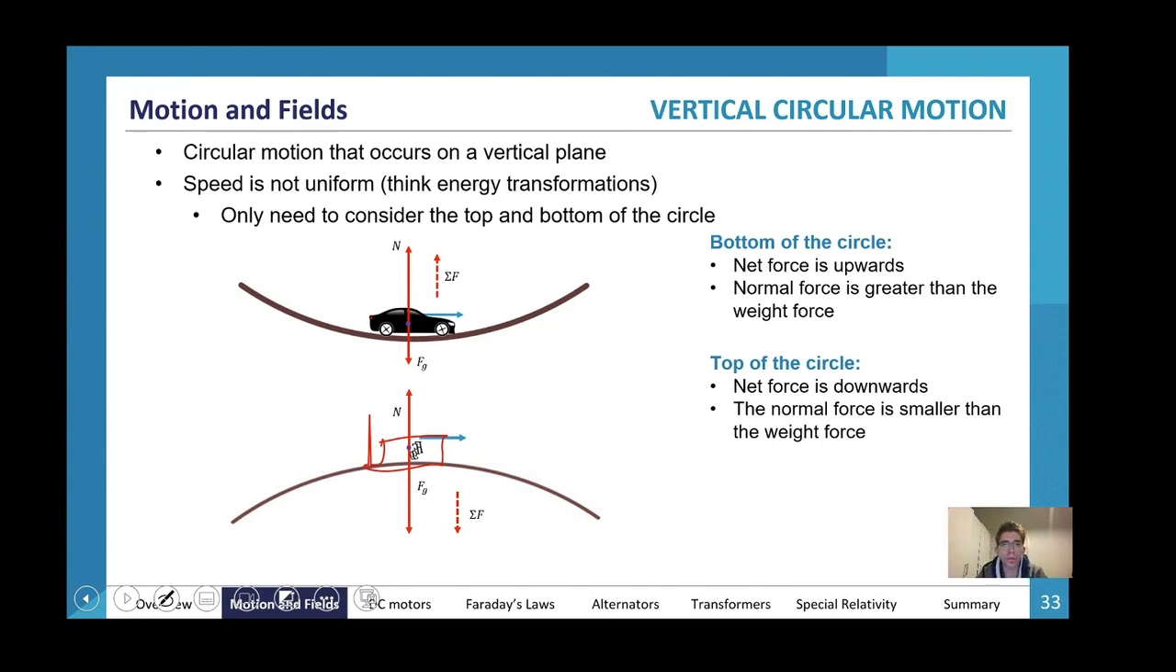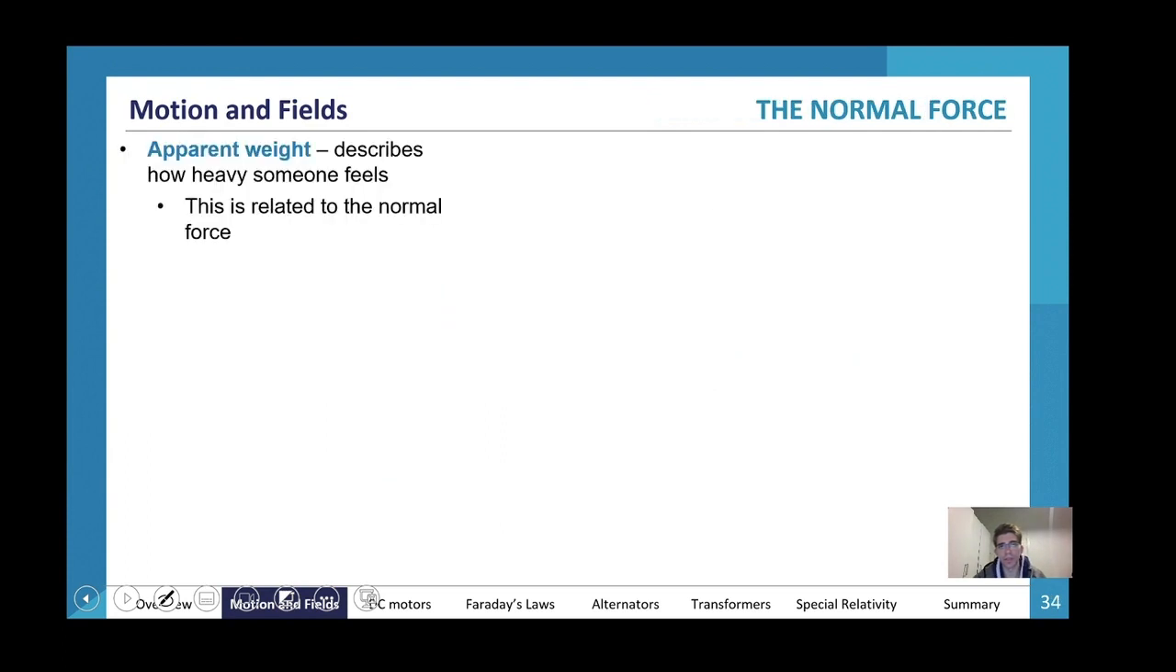Now notice that we're saying the normal force is greater than the weight force, or the normal force is less than the weight force. We are not talking about the weight force itself because guess what? The weight force is actually constant, whether it is at the bottom of the circle or at the top of the circle. And obviously be careful with signs.